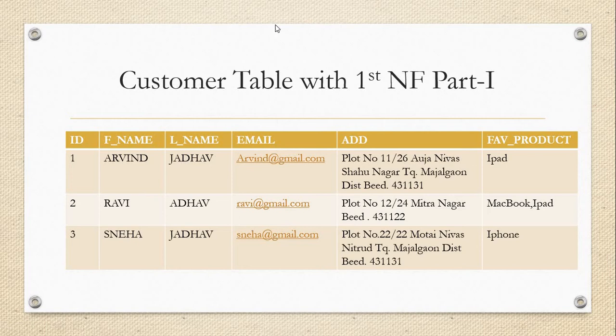Again, there is a problem of first normal form because these values are not unique and these values are not atomic. Atomic means a single value, because this value contains a number, this value contains a city, and this value again contains a pin number. So we need to separate them to resolve the problem.